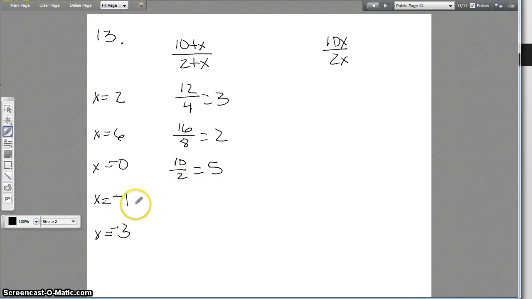Now I'll plug in -1. 10 minus 1 is 9. 2 minus 1 is 1. We get a 9. And then with -3, 10 minus 3 is 7. 2 minus 3 is -1. We get -7. Now we try plugging this into our other equation.